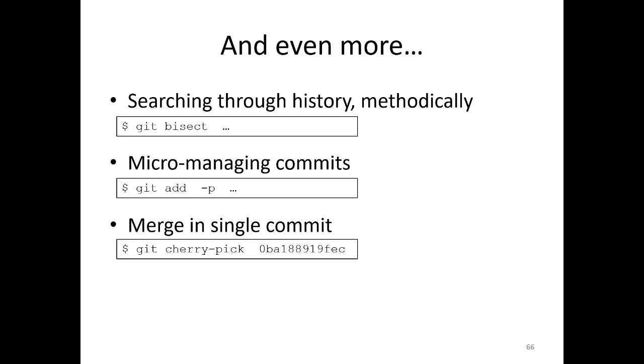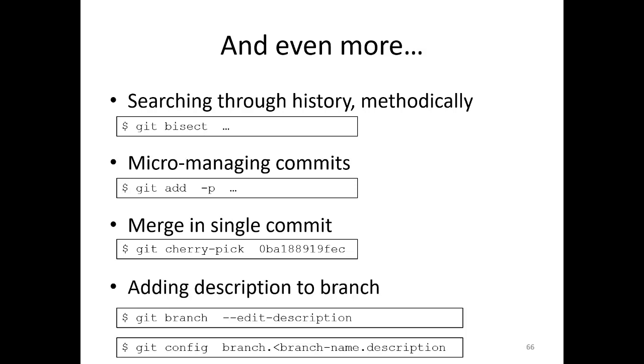Another thing you might want to do is to cherry pick. That means merge in a single commit into a certain branch, and so basically the cherry pick command will do that for you, and you just specify the commit. So that will merge in a single commit.